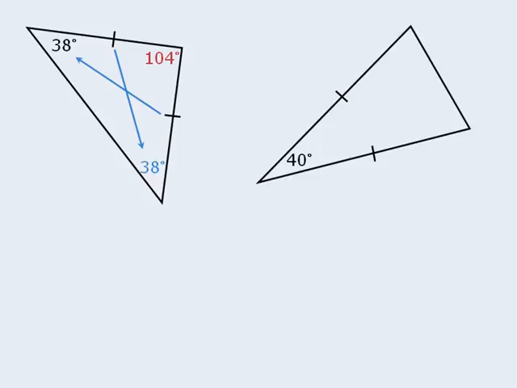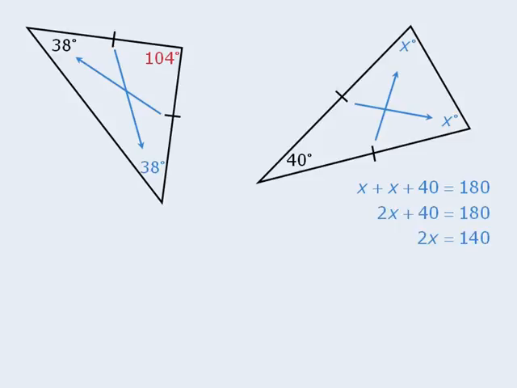Let's try one more. What are the two remaining angles here? Well, the two angles opposite the two equal sides must be equal, so we will call both angles x for the moment. Since all three angles in this triangle must add to 180 degrees, we can write the equation x plus x plus 40 equals 180. To solve this equation for x, we will simplify the left-hand side, then subtract 40 from both sides, and then divide both sides by 2 to see that x is equal to 70. So the two other angles in this triangle are both equal to 70 degrees.